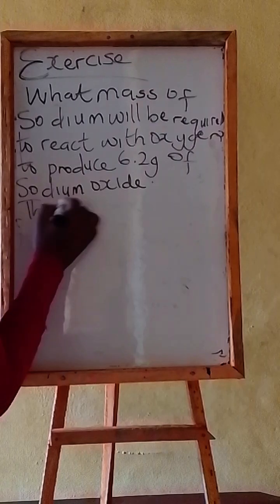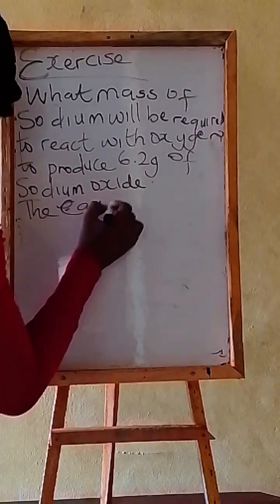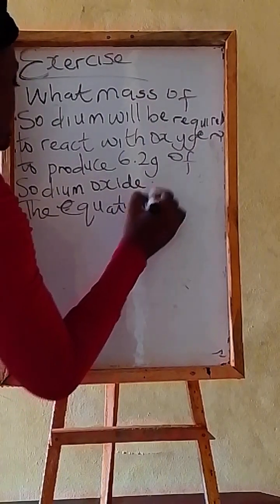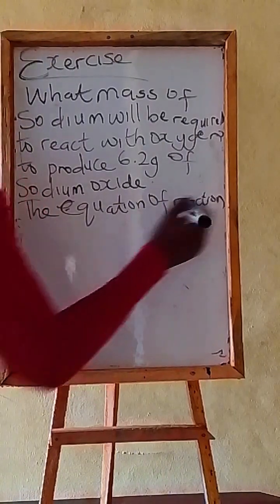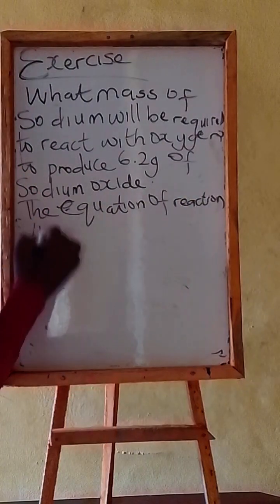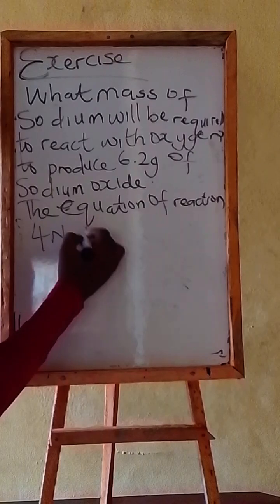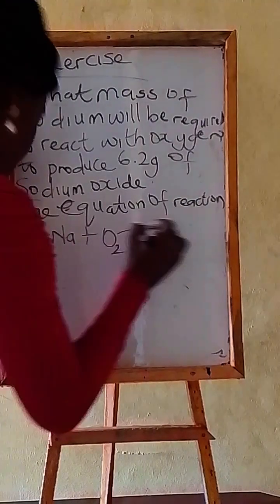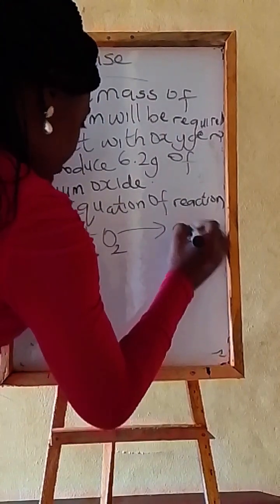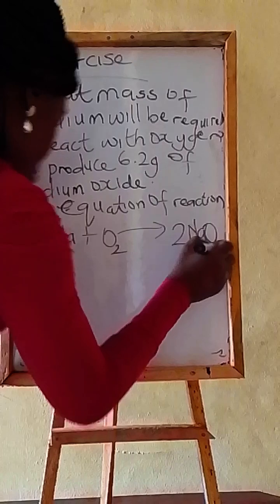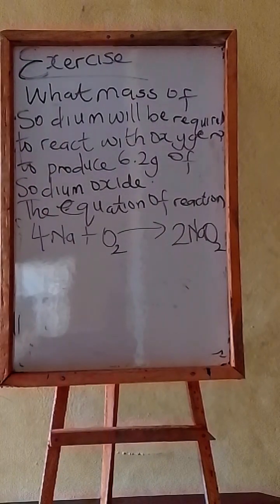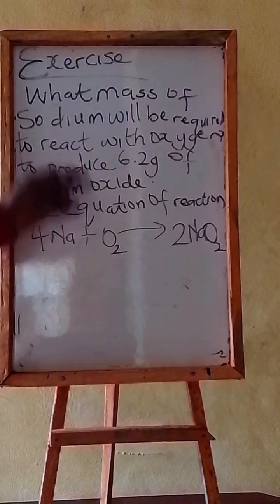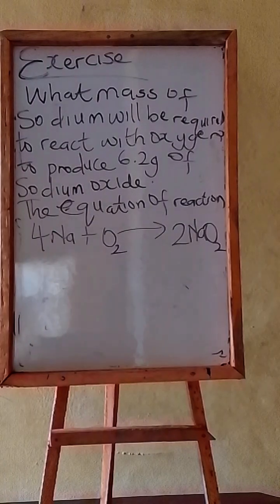The equation of the reaction: we have 4Na plus O2 to give us 2Na2O. So try this. Thank you.